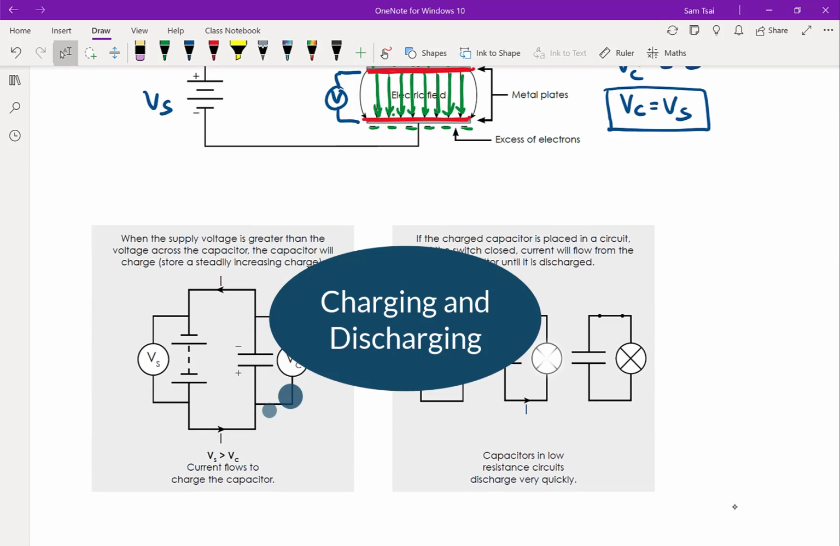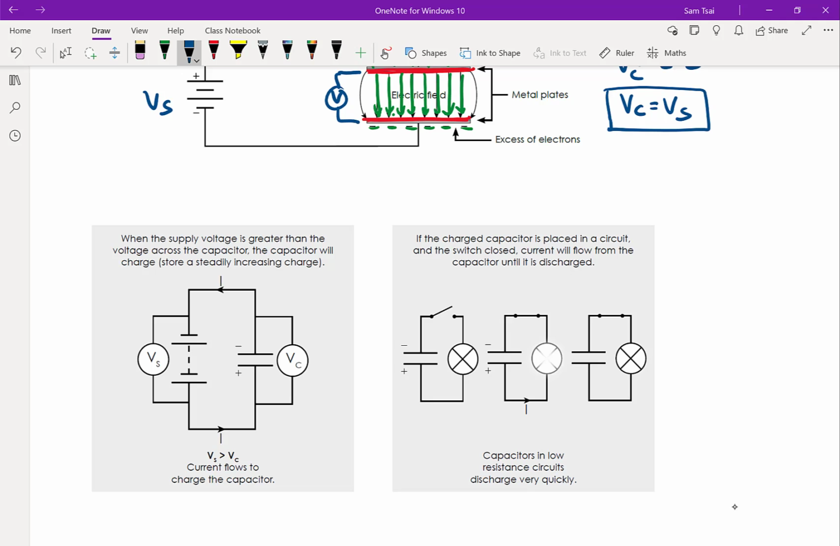So in this one, they put VS and VC. When VS is bigger than VC, what does that mean? The battery has a higher voltage, okay, and it can push more charge into the capacitor, and we call this the charging process. So the capacitor will charge. Okay, so when VS is greater than VC, when the battery has a higher voltage than the capacitor, this is a charging process.